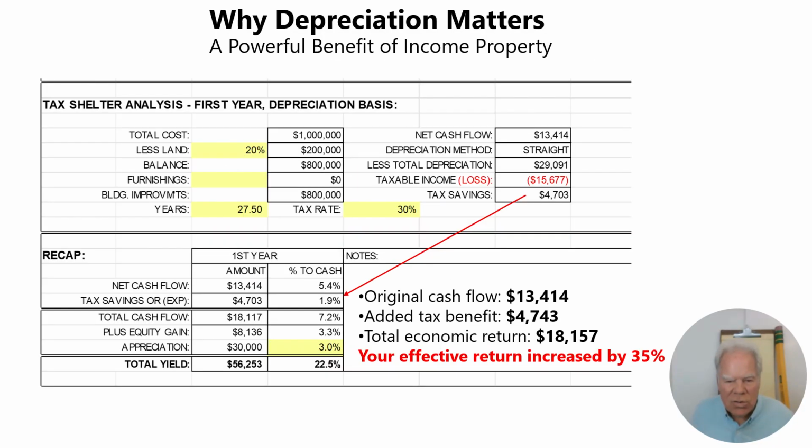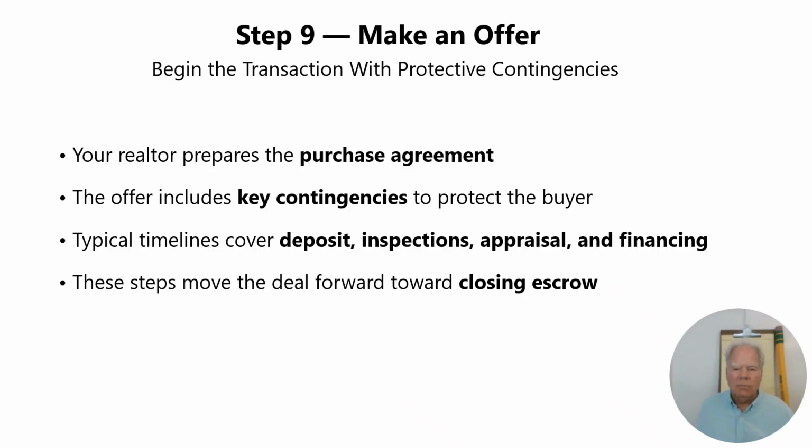This slide shows why depreciation matters. A property may produce positive cash flow, but when you apply the depreciation deduction, it can create a loss for tax purposes. That loss can offset the income from the property. Instead of paying taxes on that income, the investor keeps more of the cash. In this example, that tax benefit increases the investor's cash return by roughly 35%.